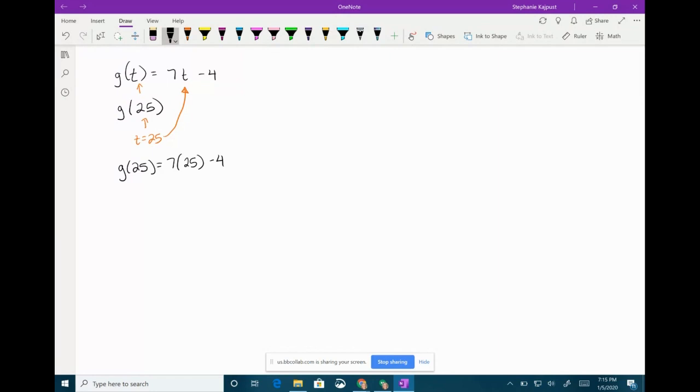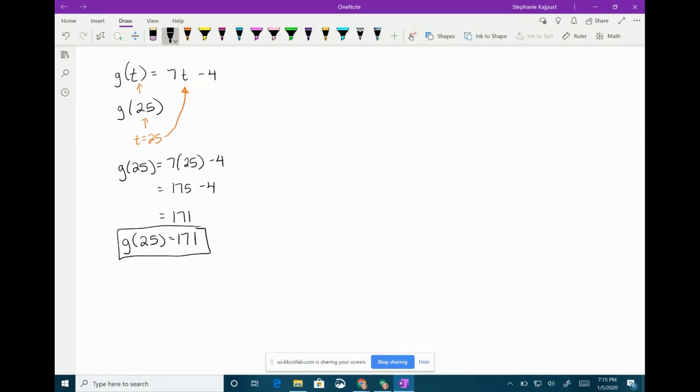Now when we're evaluating, we're just doing the order of operations on the right side. And when we have function notation, we don't do anything on the left. We're not solving for g. We're evaluating, so just doing the order of operations. So I need to do 7 times 25 first. So that's 175 minus 4. And that gives you 171. So we would say that g of 25 is equal to 171. So that's an example of evaluating a function.